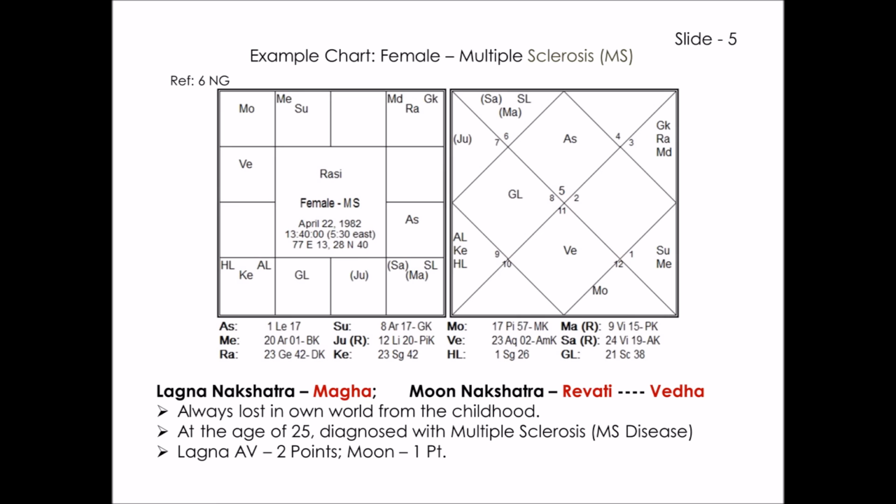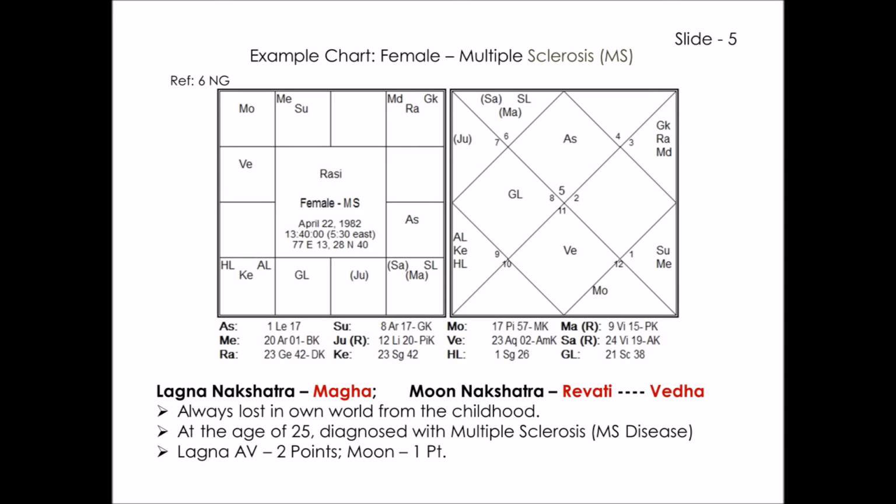Any person having Veda between Moon and Lagna Nakshatra suffers the whole life with this affliction, resulting into the imbalanced level of the body and the mind.